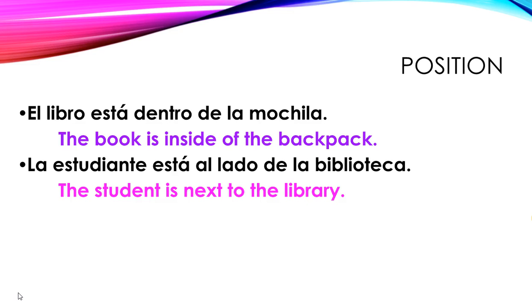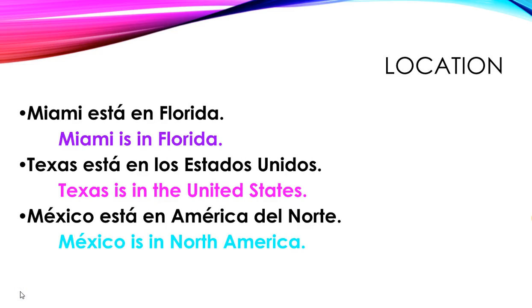El libro está dentro de la mochila is an example of communicating position. La estudiante está al lado de la biblioteca is also an example of communicating position. Positions can change, but location does not. Miami está en Florida is an example of location. Miami is always going to be located in Florida.